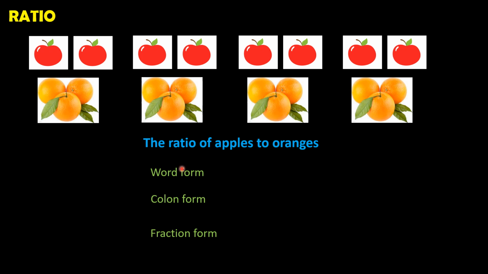So sa example naman natin ng apples and oranges, the ratio of apples to oranges in word form, ano magiging sagot? Apples muna, ilan lahat yung apples na nasa picture? 1, 2, 3, 4, 5, 6, 7, 8. So, 8 apples. How many oranges? 1, 2, 3, 4, 5, 6, 7, 8, 9, 10, 11, 12. So, 8 is to 12.